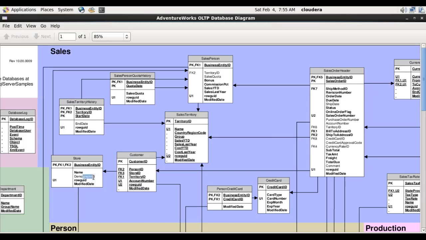Now you can see stores have their demographics, right? Then we're going to look at the demographics, and we can see they're unique, right? They're very unique. Then we're going to see customers and stores. We're going to see sales territory, very important. Let's move on to the left side.